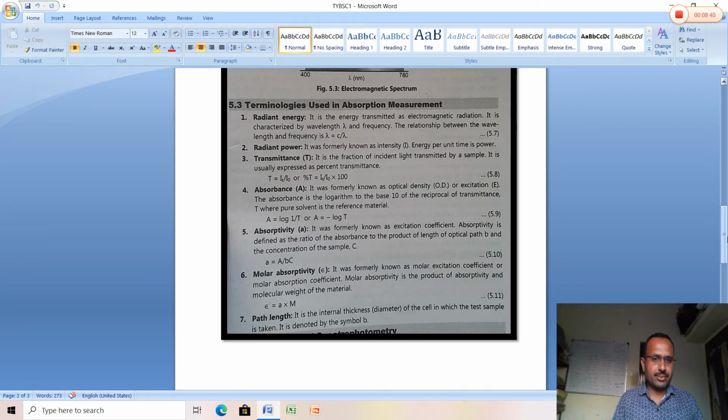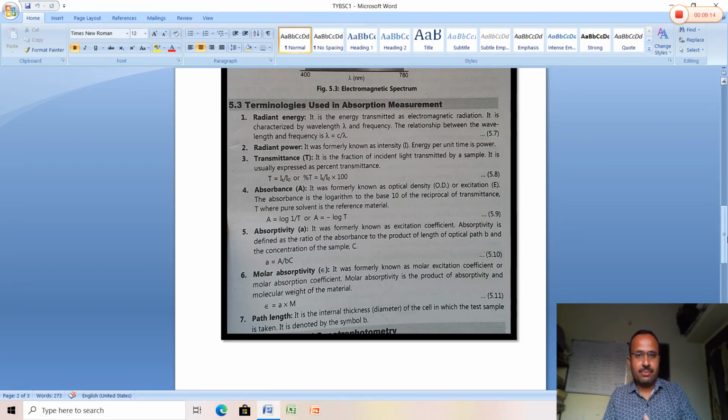The next definition is absorbance. It was formerly known as optical density. So optical density is nothing but another name for absorbance or extinction. Optical density has the abbreviation OD, extinction has the abbreviation E, and absorbance has the abbreviation A. The absorbance is the logarithm to the base 10 of the reciprocal of transmittance T, where pure solvent is the reference material. So A is equal to log 1 upon T, or A is equal to minus log of T.